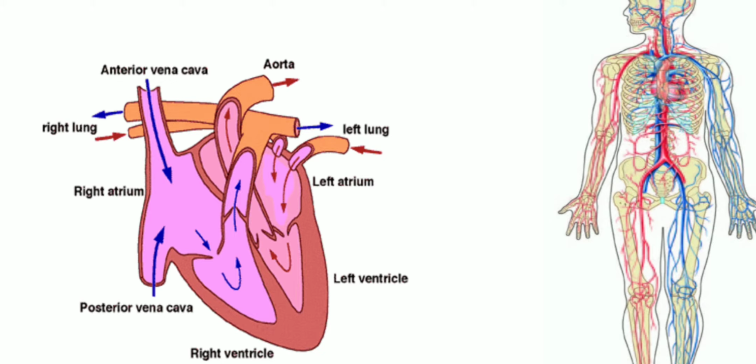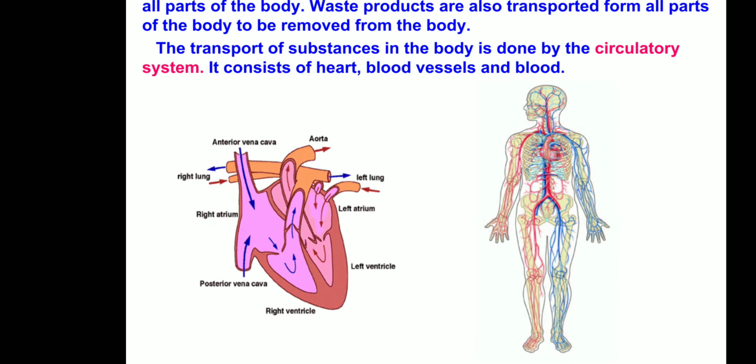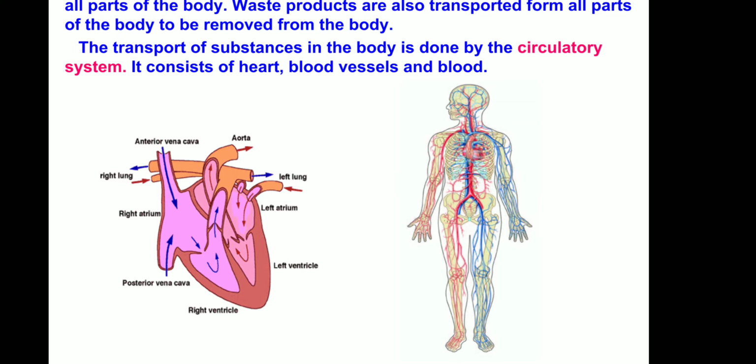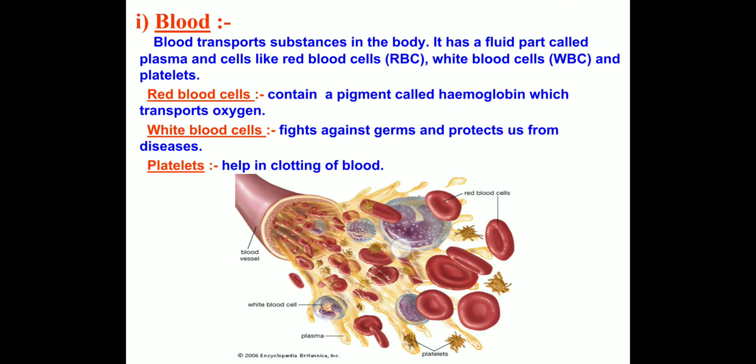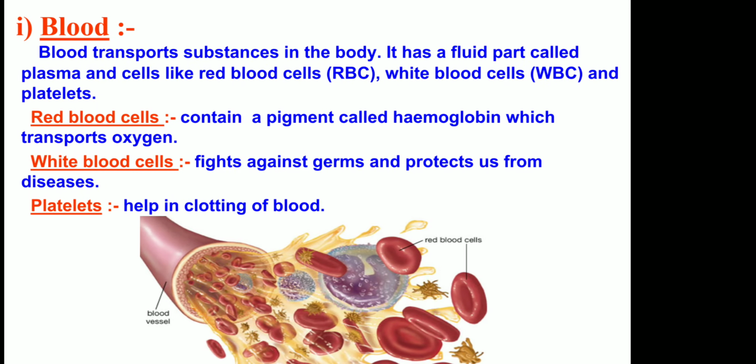Right, now regarding the function of the heart, we will study in next video. So this is the circulatory system of humans. Now coming to next is blood. Children, blood transports substances in the body.